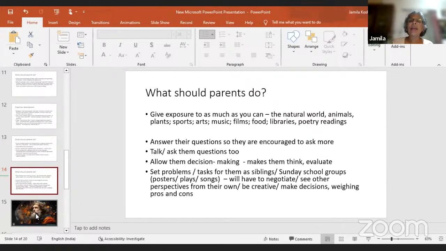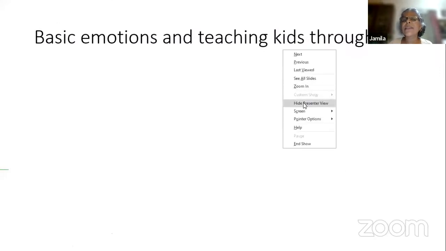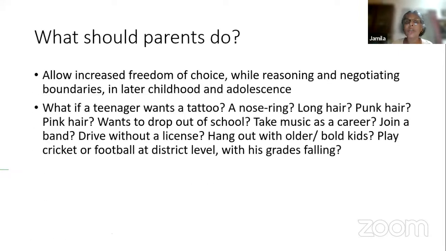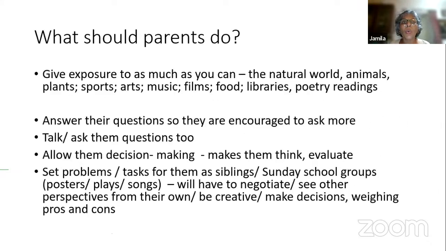Okay. Along with that, we should give as much exposure as possible to as many things as you can. As I said, it is exposing the child to various things which helps the child's brain to grow. So the natural world, animals, plants, sports, arts, music, libraries, food, whatever you can expose a child to.